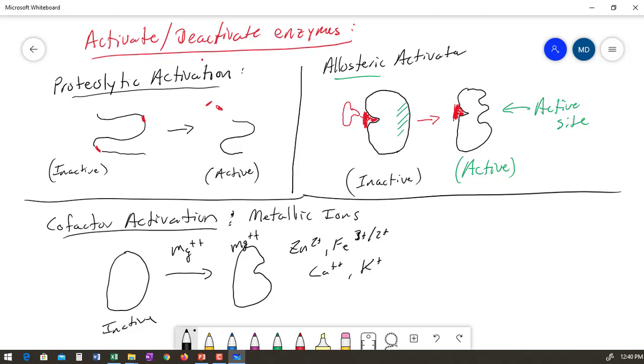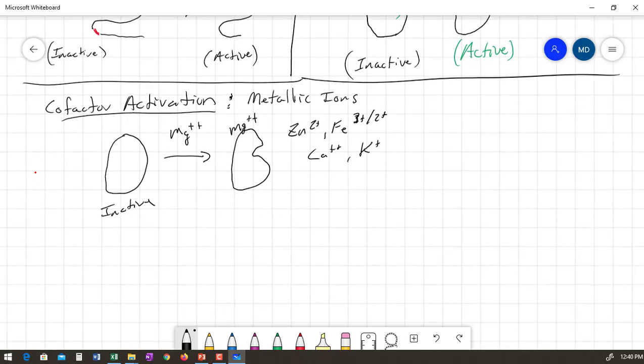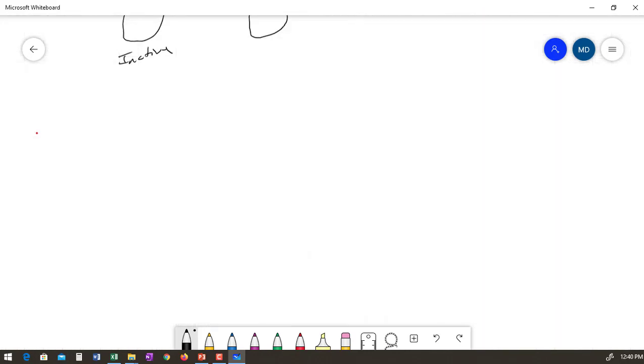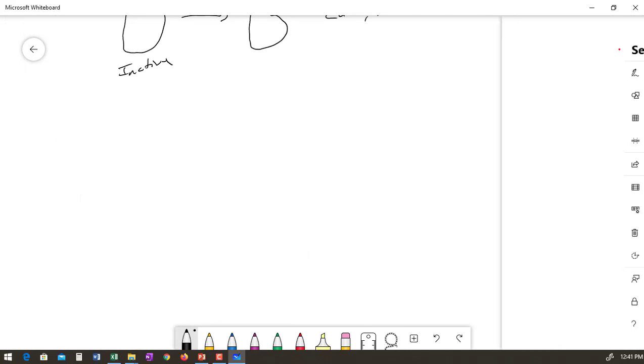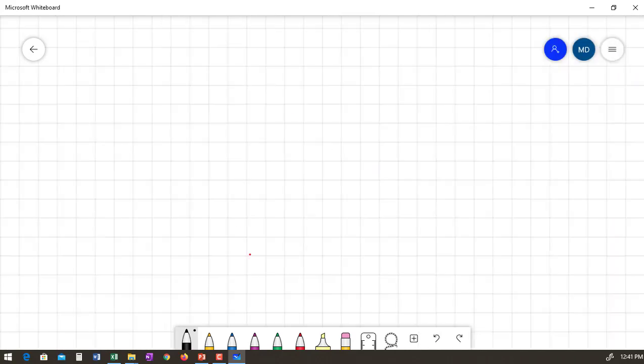Now let's take a look at inhibitors. So inhibitors are very similar. So first of all, for inhibitors, we'll start with allosteric inhibitors. This is the exact same concept as allosteric activators, except here what's happening is the enzyme has an open active site.